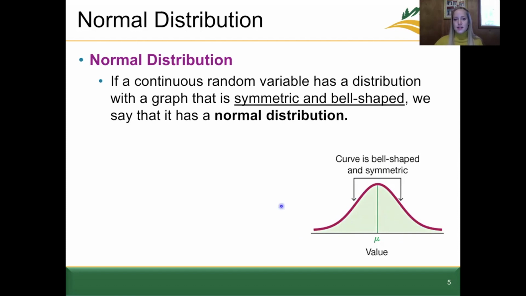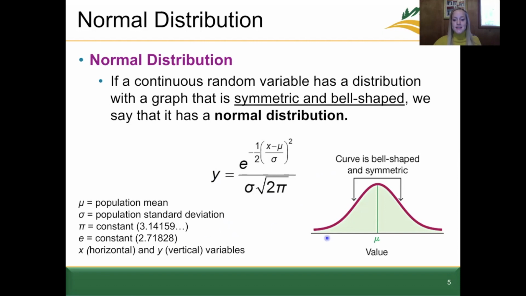Now, as you know, for graphs, we can have an equation to describe the curve of a graph. The equation for a graph that has a normal distribution is a little bit more complicated than just a straight line, so y equals mx plus b. Here for a normal distribution, it's this, where y is our vertical variable here, so on the y-axis, x is the horizontal variable here, so on the x-axis. So here's y in the equation, here's x. Mu is the population mean, as you know. Lowercase sigma is the population standard deviation, also as you know.